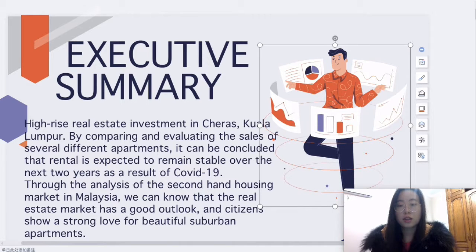Through the analysis of the second-hand housing market in Malaysia, we can know that the real estate market has a good outlook and citizens show a strong love for beautiful suburban apartments.